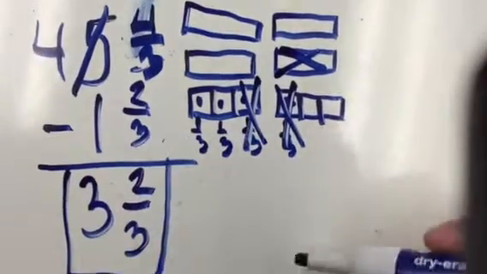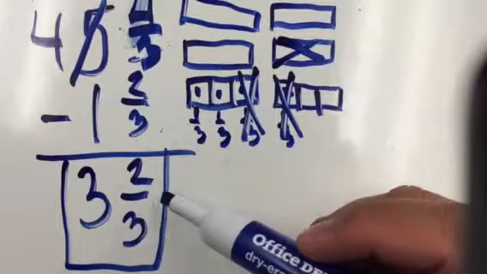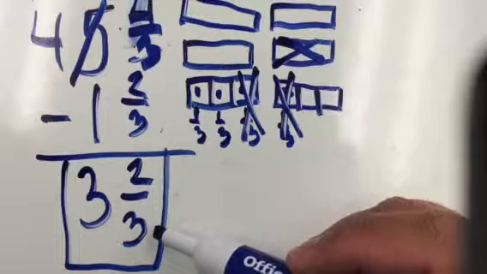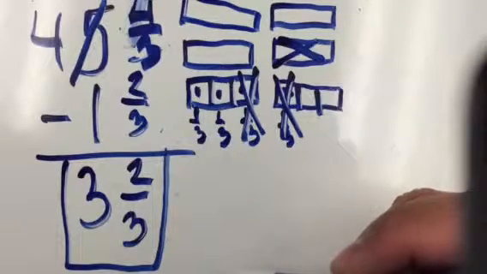Here I have my fraction as an answer, as a mixed number. And I can double check to make sure that this cannot be simplified, which it cannot. And my final answer is 3 and 2/3.